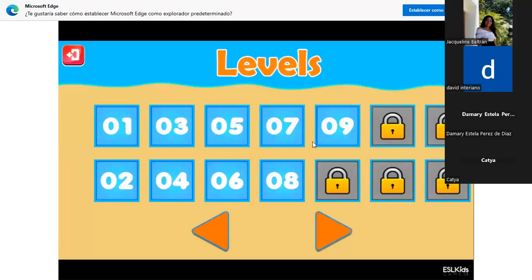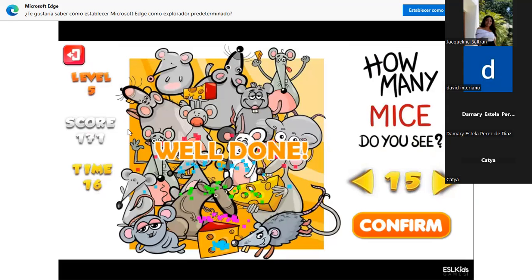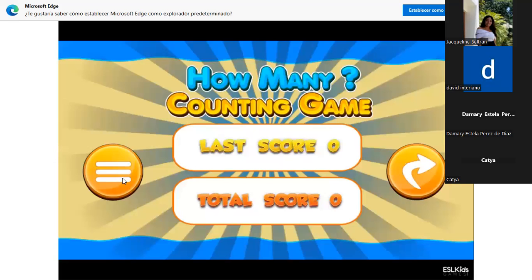Who is going to be the winner? Okay, let's see. How many mice do you see? Five, four, three. Okay, so Jacqueline says 15. Let's see. This is Jacqueline's opportunity. There you go. Group number two, you have three. And group number one, you have three. So now is the last opportunity.